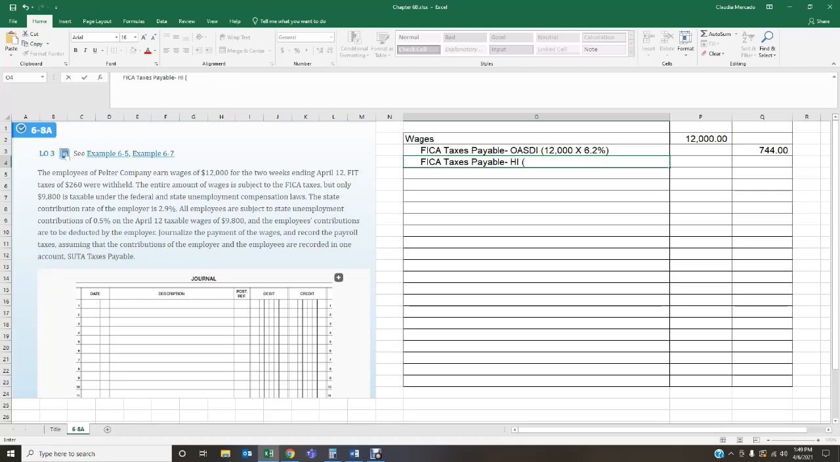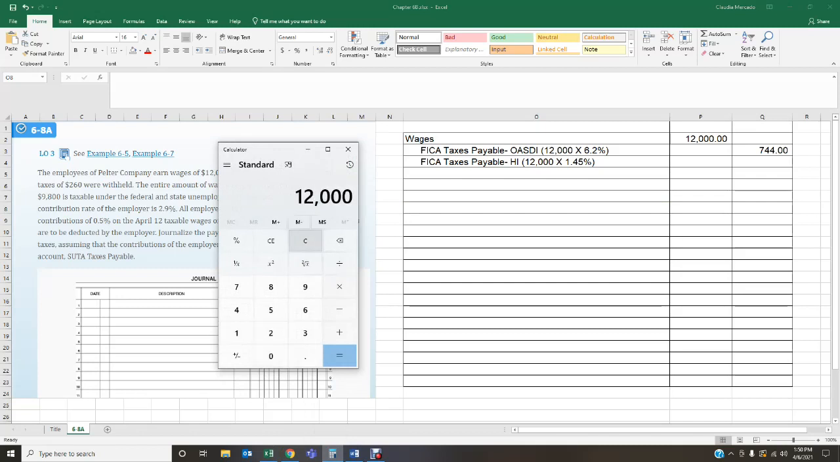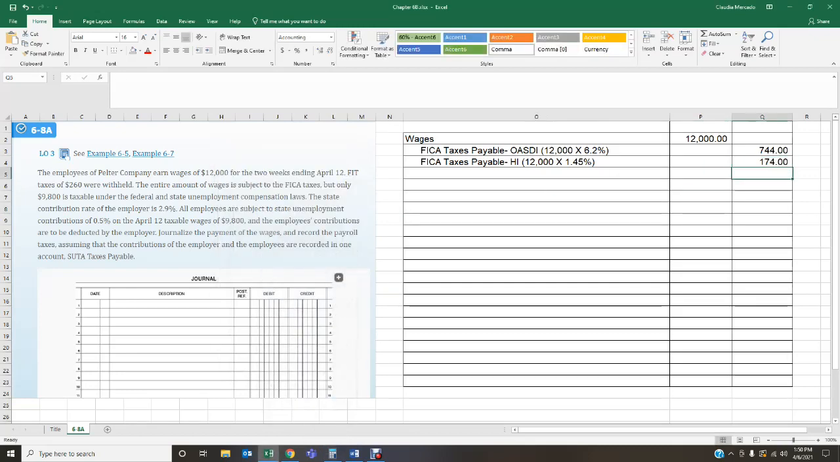Okay. Now for the HI, once again, it's the $12,000 times the 1.45%. And now these rates, you should already know them by now because we've been covering them the majority of the semester. So that is information that you should have from prior chapters, okay? So we're going to go ahead and get that calculator. And we're going to get 12,000 times 1.45%. And that gives me $174, okay? So these are the two FICA taxes associated, and they're telling you that everything is taxable for FICA purposes.